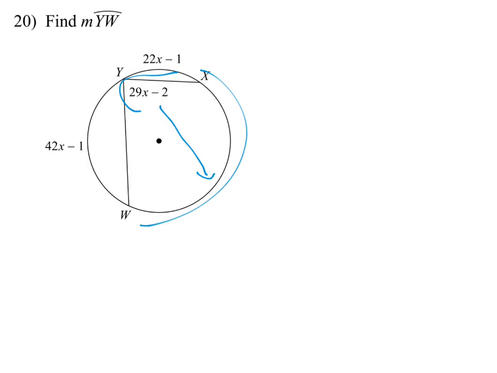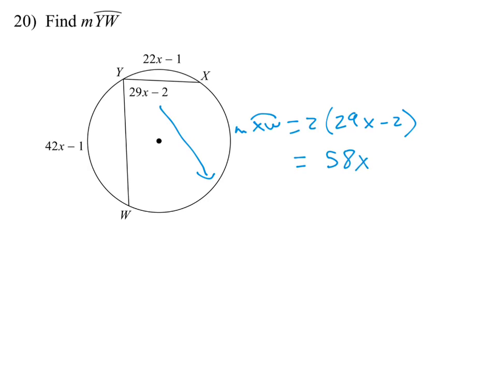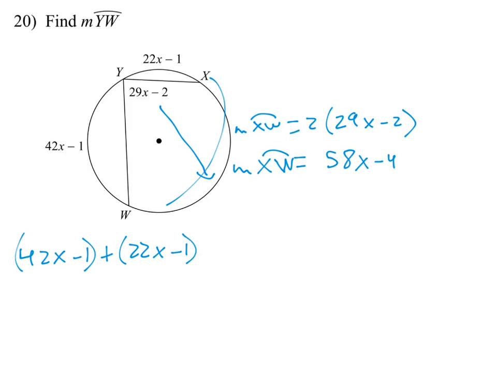It's just double this one. And so the measure of xw is going to be double that inscribed angle there, which is going to come out to be 58x minus 4. So that's our measure of the arc xw. Well, so we have this and we have these. If you add all of them together, you're going to equal 360. So if you take 42x minus 1, and you add 22x minus 1, and you add this 58x minus 4, you're going to get 360 degrees. And so you just go through simplifying this and solve the equation.